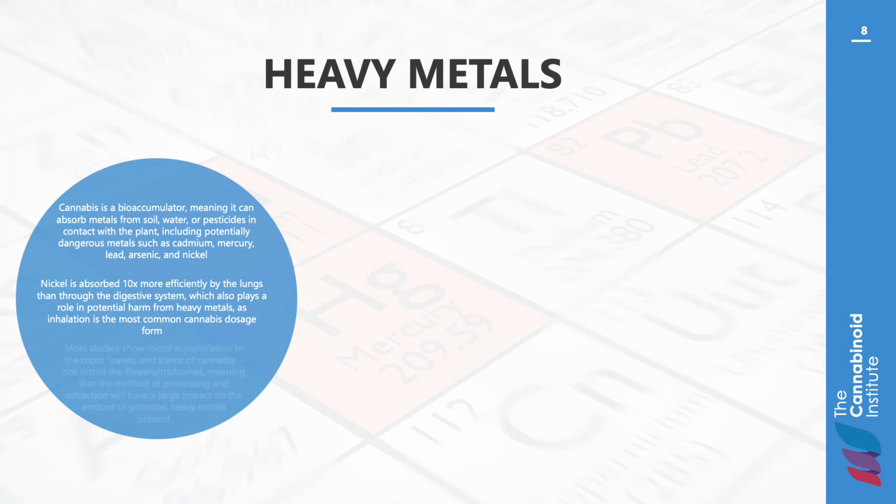It is important to note that most studies show metal accumulation in the roots, leaves, and stems of cannabis, not within the flowers and trichomes, meaning that the method of processing and extraction will have a large impact on the amount of potential heavy metal present in the finished product.